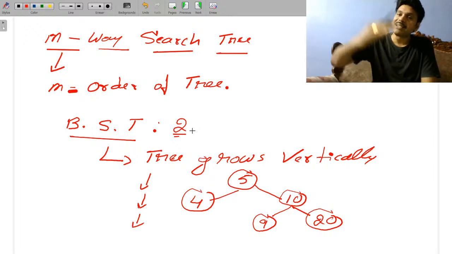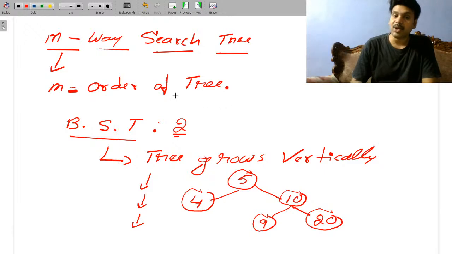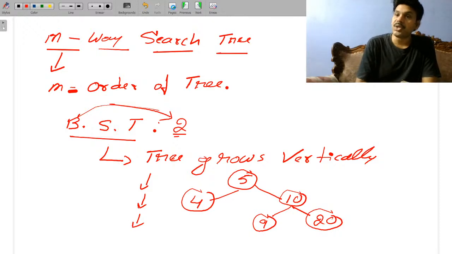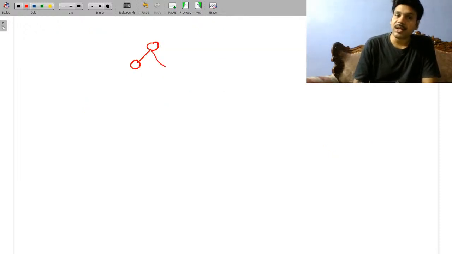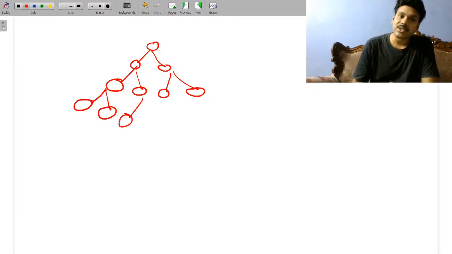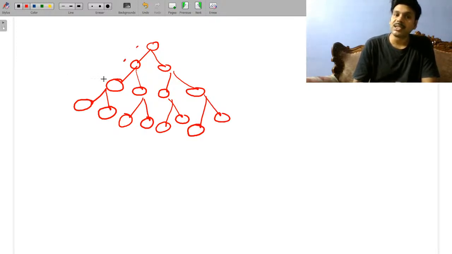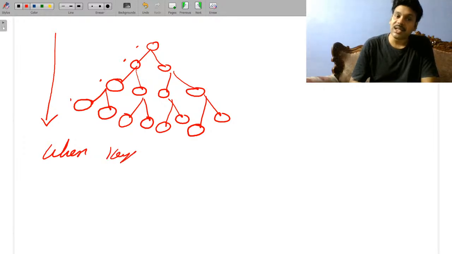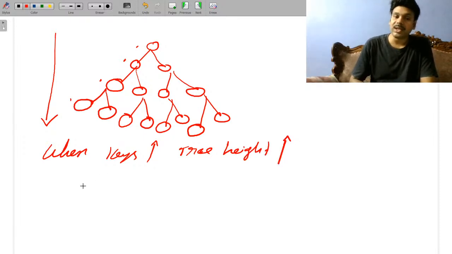Then what is going to happen? If your keys are increased, then the height is also going to increase proportionately, because binary stands for keeping a maximum of 2 children, not more than that. So your tree is going to grow vertically. When it grows vertically, look at the situation like this. This is how the tree is going to be represented. In order to represent these keys, your tree is going to increase. When keys are increased, the tree height also will be increased. Therefore, your time complexity is also going to increase to search the record.